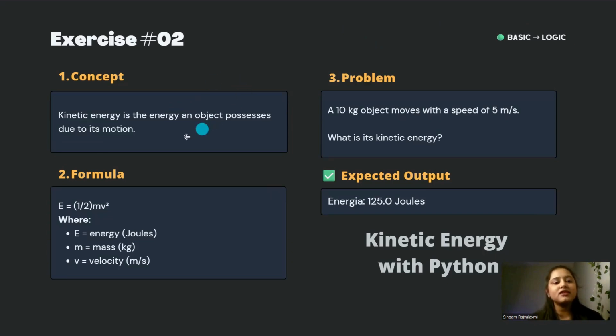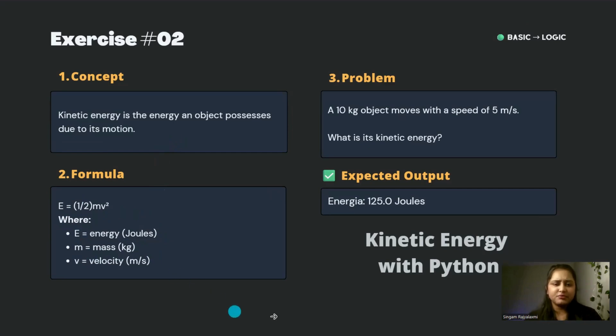So the formula to calculate this energy, we already have. It is E equal to 1 by 2 into mv squared. Where E is nothing but energy, and the unit of the energy is joules. And we have mass, which we calculate in kgs, and we have velocity, which we calculate in miles per second, right?